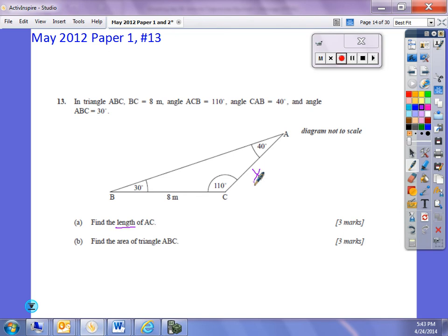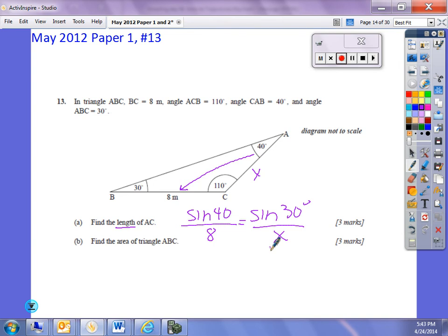So, we want to use the angle and the side opposite the angle, so we know that the sine of 40 degrees over 8 is equal to the sine of 30 degrees over x. Now you can set that up the other way. If you want to put the trig functions in the denominator, 8 over the sine of 40 equals x over the sine of 30, that's absolutely fine.